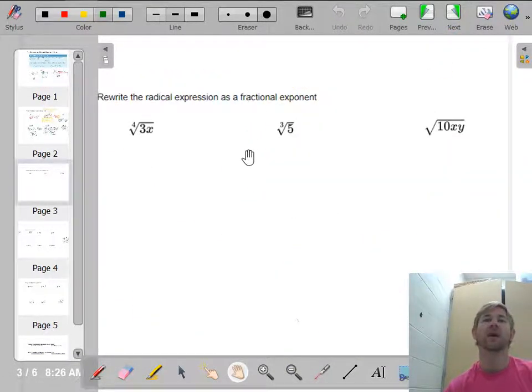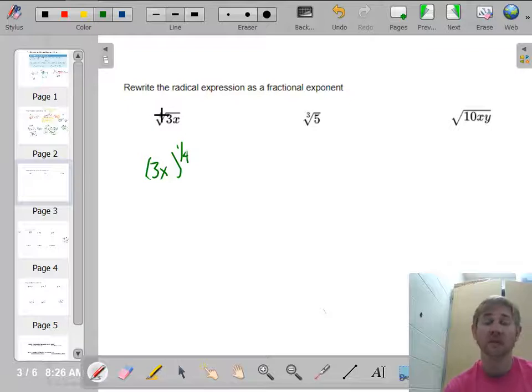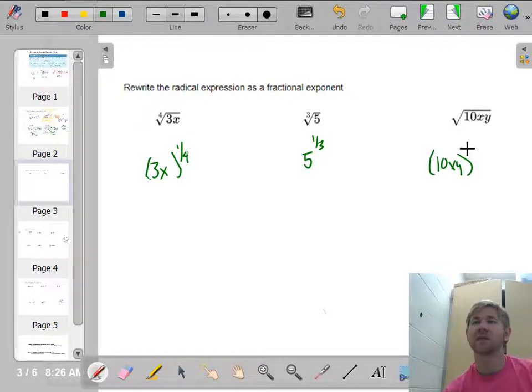What if we go the other way, from a radical to an exponent? So this would be, remember, the denominator is the root. So we would say 3x to the 1/4 power. It's the quantity 3x all going to the power of 1/4. That's the 4th root. This would be 5 to the 1/3 because it's the 3rd root of 5. This would be the square root, so that would be 10xy to the 1/2.